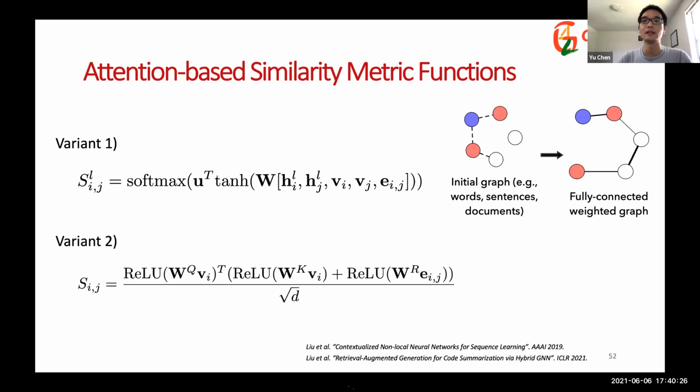In these two variants, an attention-based function is applied, and notably, edge embeddings of the intrinsic graph play an important role in learning the implicit graph structure. So that's the key difference in comparison to the non-embedding-based metric learning function.